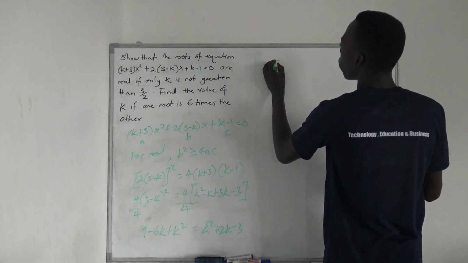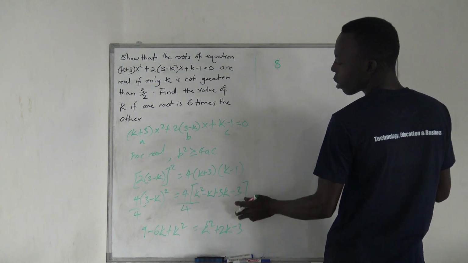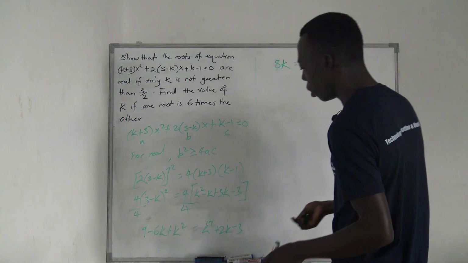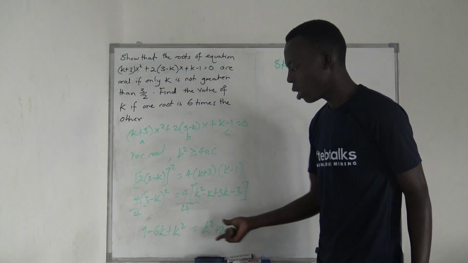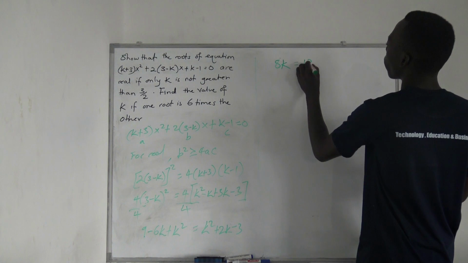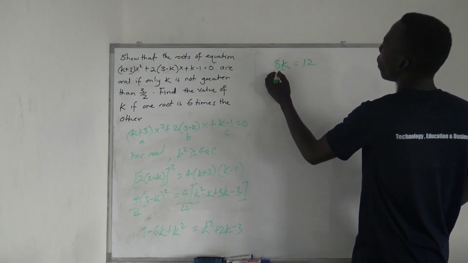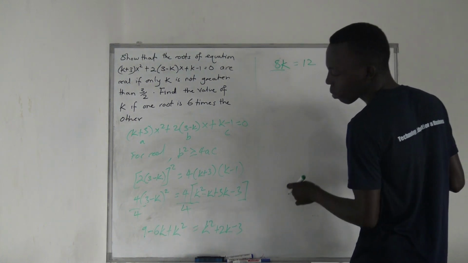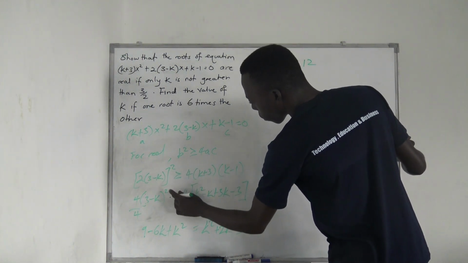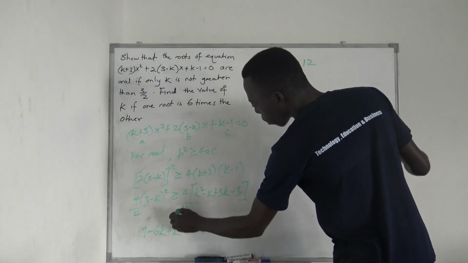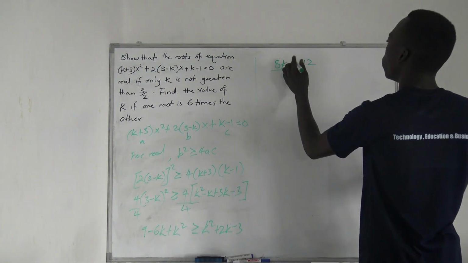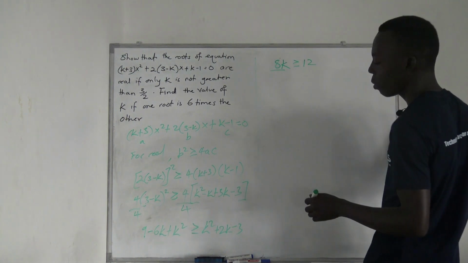And here we are saying that it becomes 8k. So this one will be equal to, when we take the 3 to the other side, it becomes 9 plus 3, which is 12. Then divide both sides by... see, this one is greater or equal. Then here it is greater or equal. So now here it will be greater or equal to that.